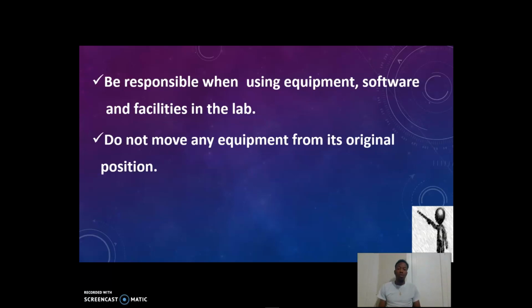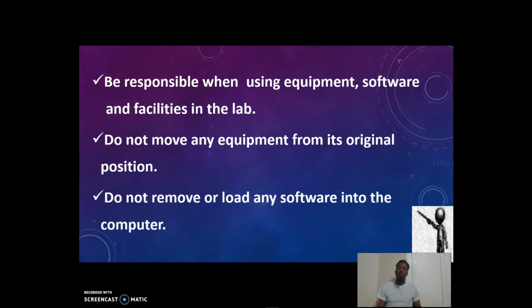Do not remove any equipment from its original position. Alright, when you go into the computer lab, yes, you will move the chair to sit and get comfortable, but don't move or remove any equipment, as they are placed in a specific order based on whatever network it is set up on. Alright, so don't just move it and say you can move it because it's movable. Yes, it is movable, but don't just move it without permission, as you can cause some problem within the network, or you can cause dysfunctionality with the computer.